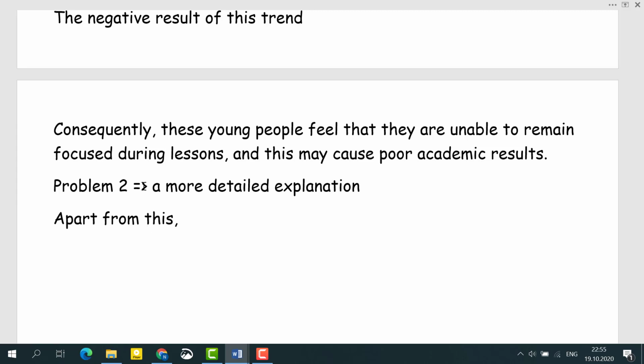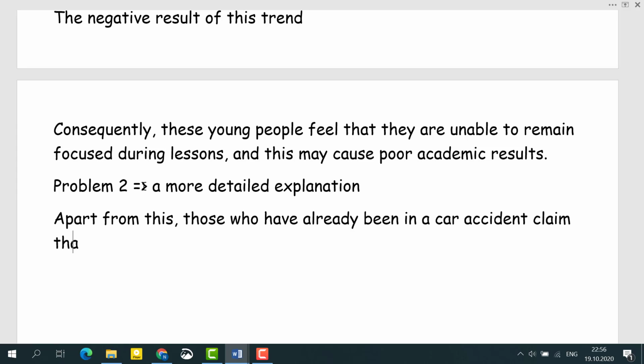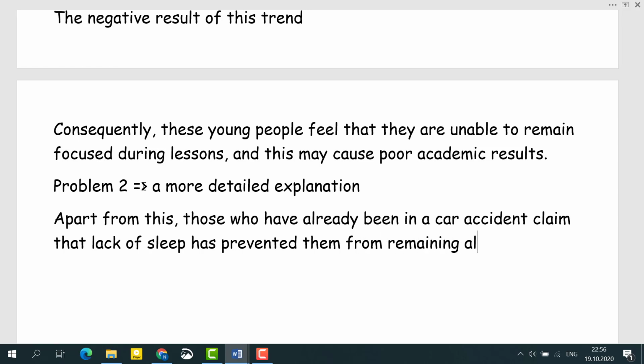Apart from this, those who have already been in a car accident claim that lack of sleep has prevented them from remaining alert when driving. And that's it, only one sentence.